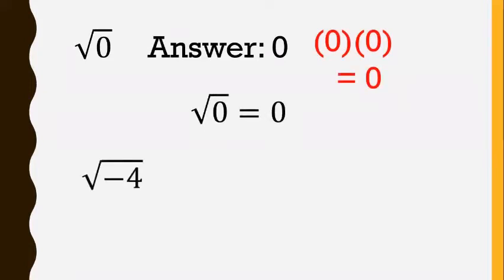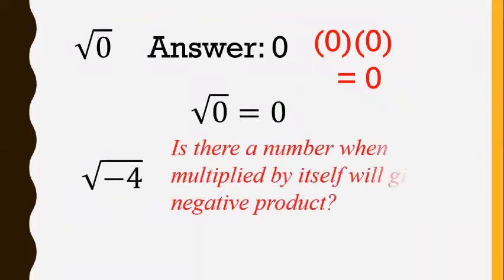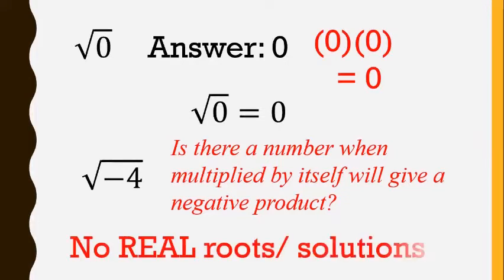Then, what is the square root of -4? Is there a number when multiplied by itself will give a negative product? I think we have the same answer in mind. The answer is imaginary. Thus, there are no real roots or solutions.